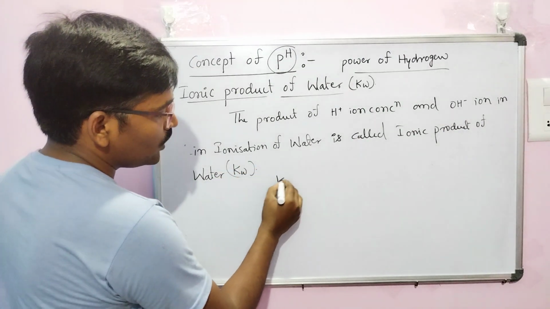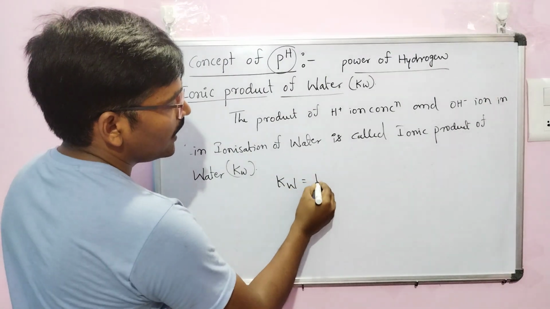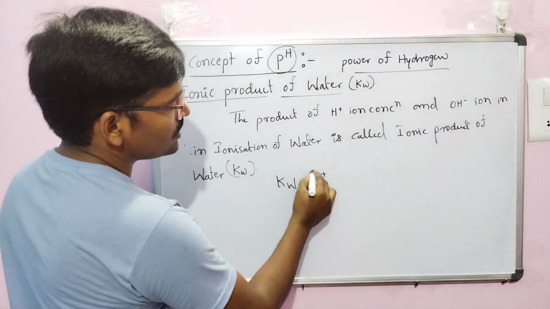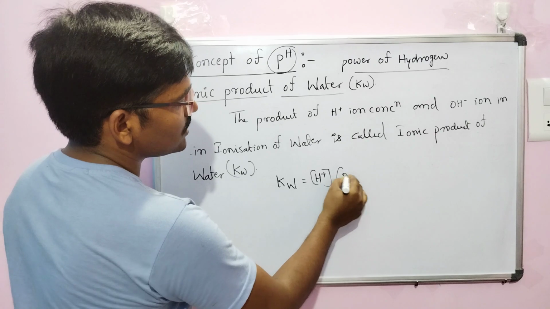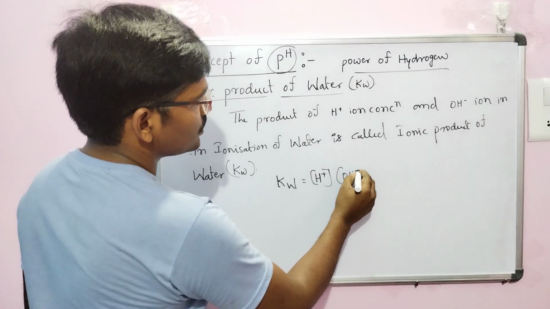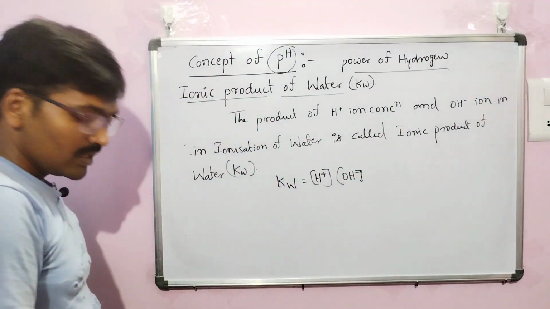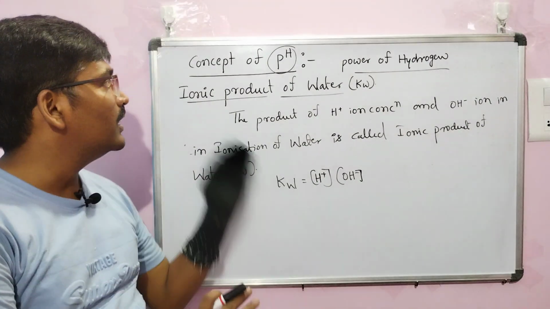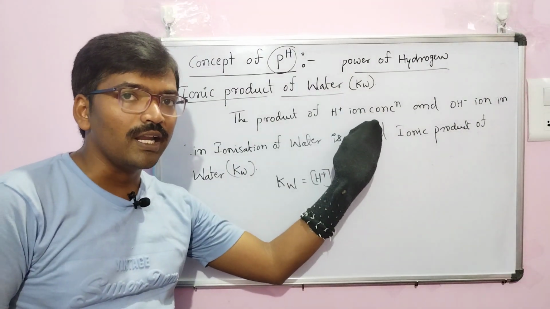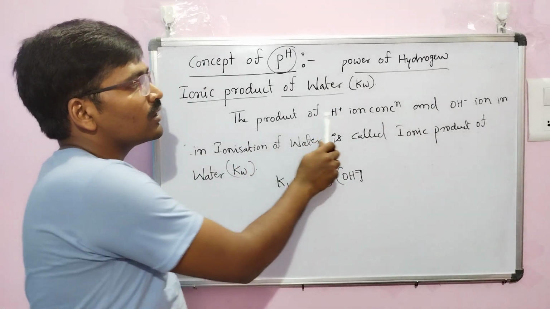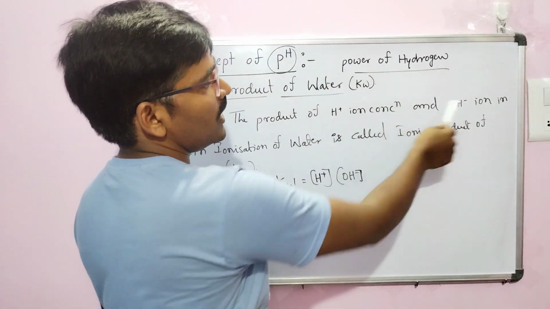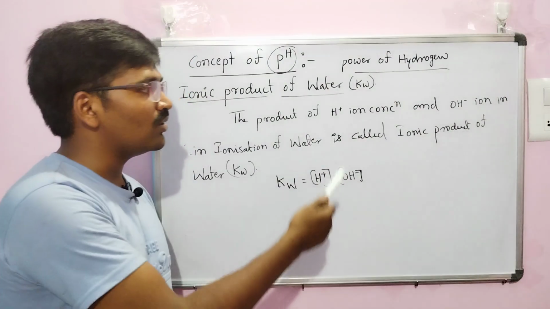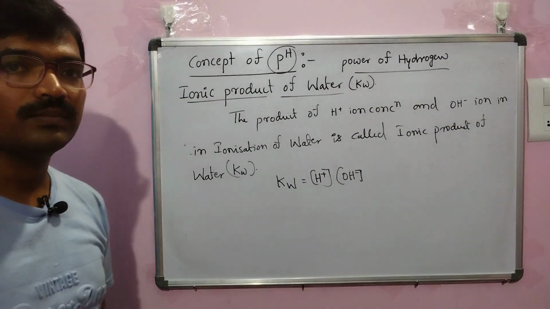So Kw equals H plus ion concentration into OH minus ion concentration. So what I am telling is a definition: ionic product of water Kw equals the product of H plus ion concentration and OH minus ion concentration, which is called the ionic product of water.